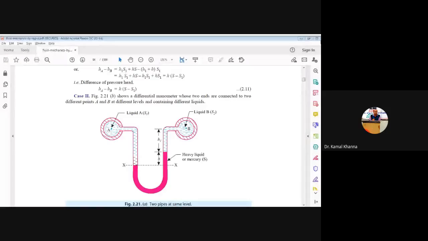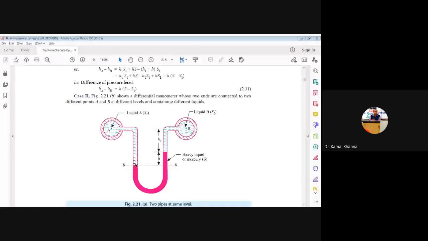So the pressure head for liquid A will be h1 plus h, whereas the pressure head for the second liquid is h1 and the pressure head for the heavier liquid is h. So all the pressure heads are measured from the reference line XX. I have told in the previous classes also that the reference line is taken as the point where the first liquid and the heavier liquid will meet. So you can see the cursor of the mouse. This is the point where these two liquids are meeting each other. So this is taken as a reference line.